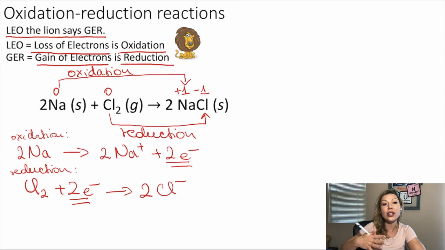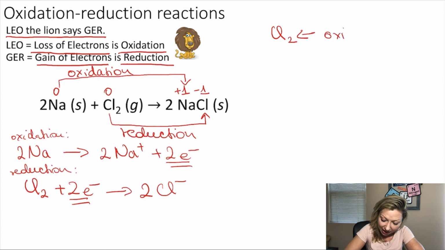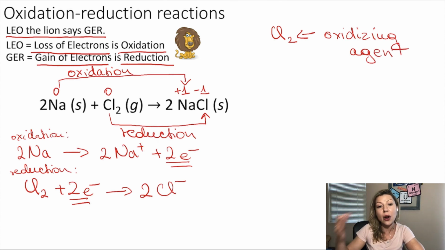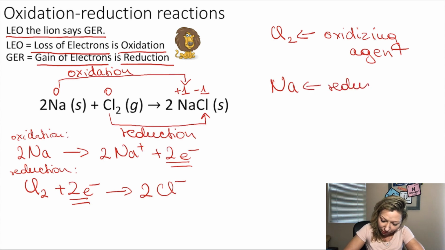Okay, there is a trick. Actually, sodium is being oxidized by chlorine. So in this case, Cl2 is going to be called the oxidizing agent. Okay, now on the same token, because chlorine is being reduced by sodium, Na is going to be called the reducing agent.